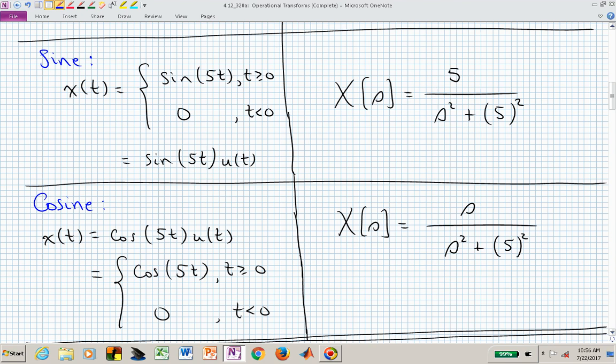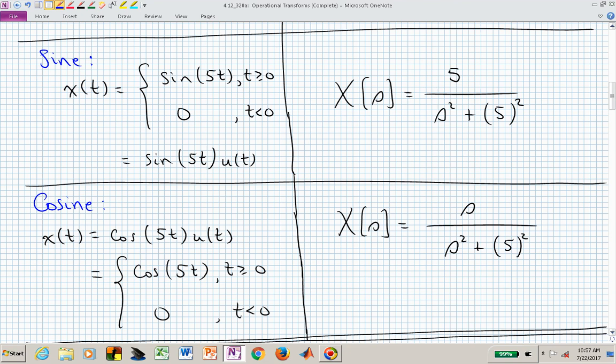If we set that equal to 0, we would see that we now have s equal to plus and minus j5. Or we have poles right on the imaginary axis. There's no damping if we're on the imaginary axis, and there's no growth if we're on the imaginary axis. We just sit there and shake.